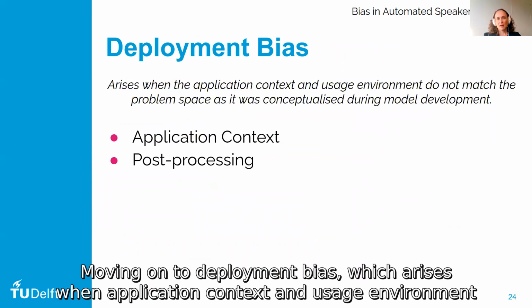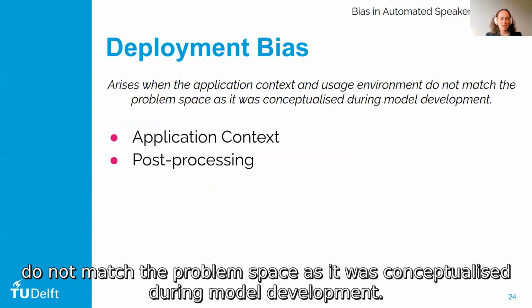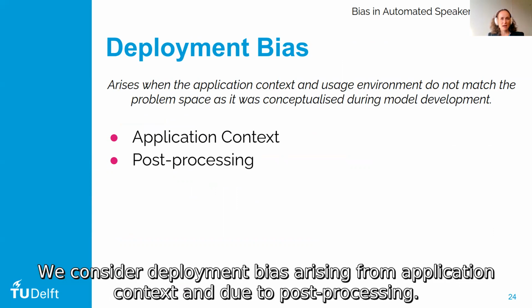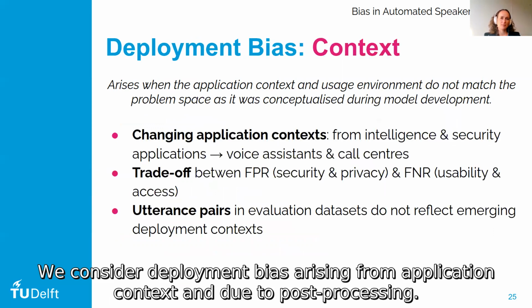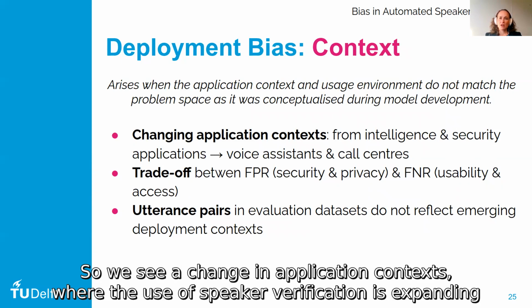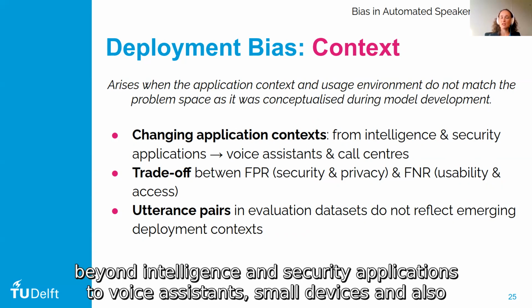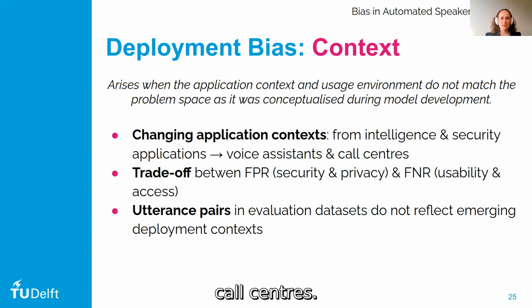Moving on to deployment bias, which arises when application context and usage environment do not match the problem space as it was conceptualized during model development. We consider deployment bias arising from application context and due to post-processing. So we see a change in application context where the use of speaker verification is expanding beyond intelligence and security applications to voice assistants, small devices, and also call centers.